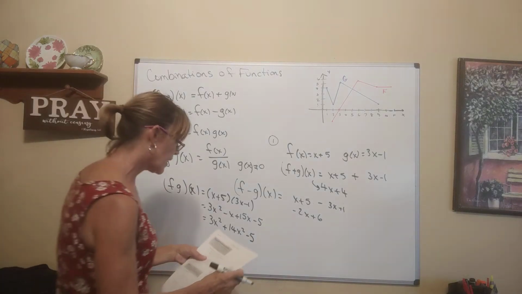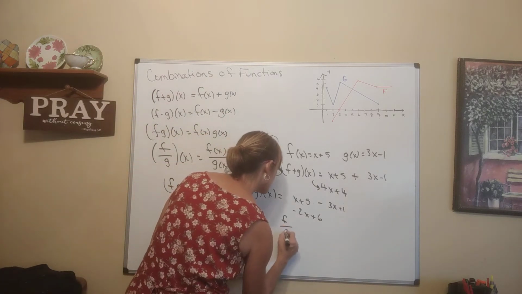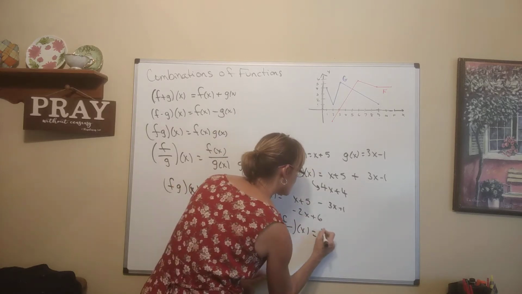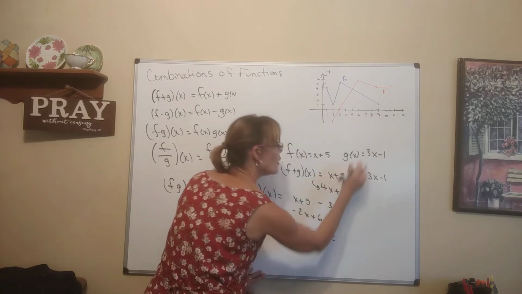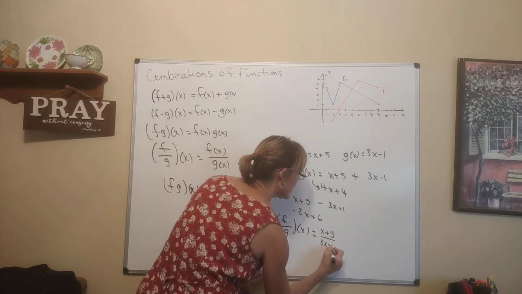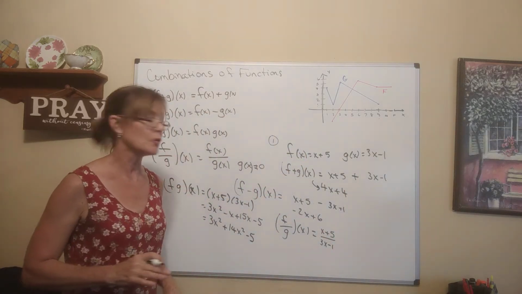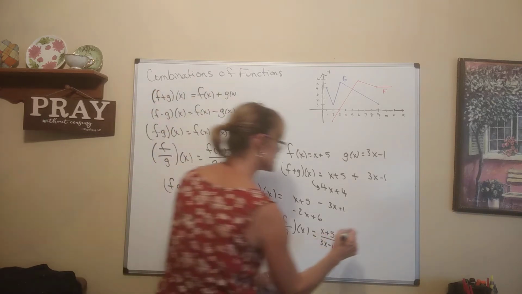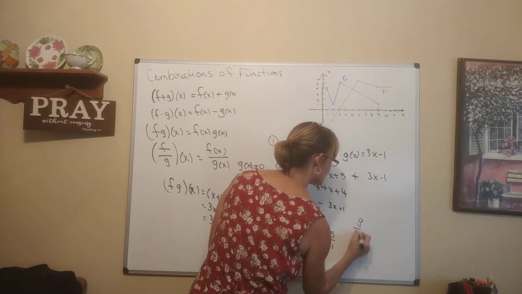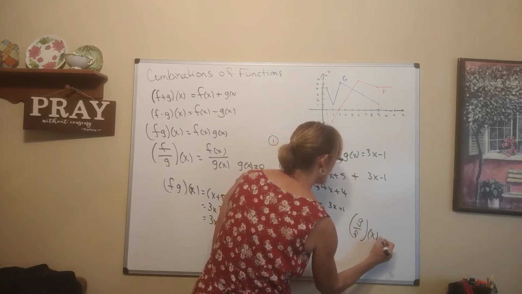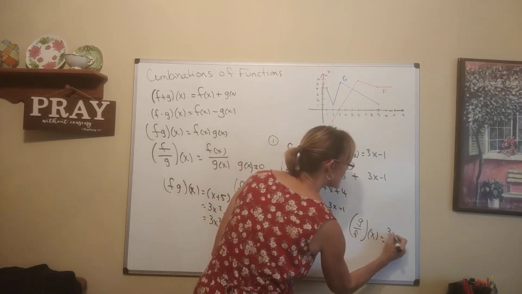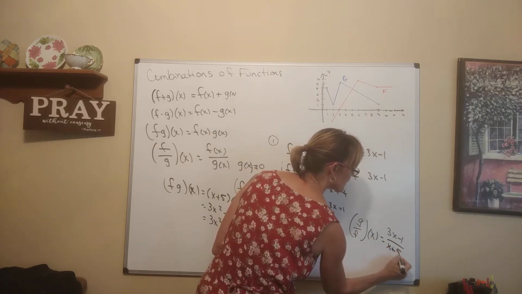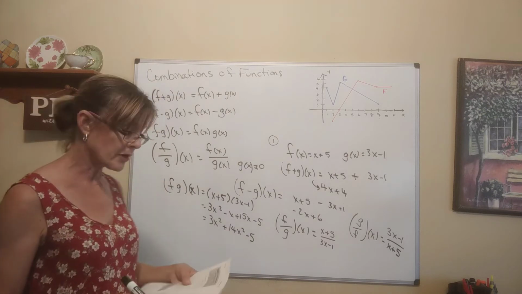F over g of x looks like this: x plus 5 over 3x minus 1, and we're going to leave it just like that. You don't have to do a big division there. And g over f of x, that's the last thing we had to find. G over f of x will simply be 3x minus 1 over x plus 5. That was part A for number 1.